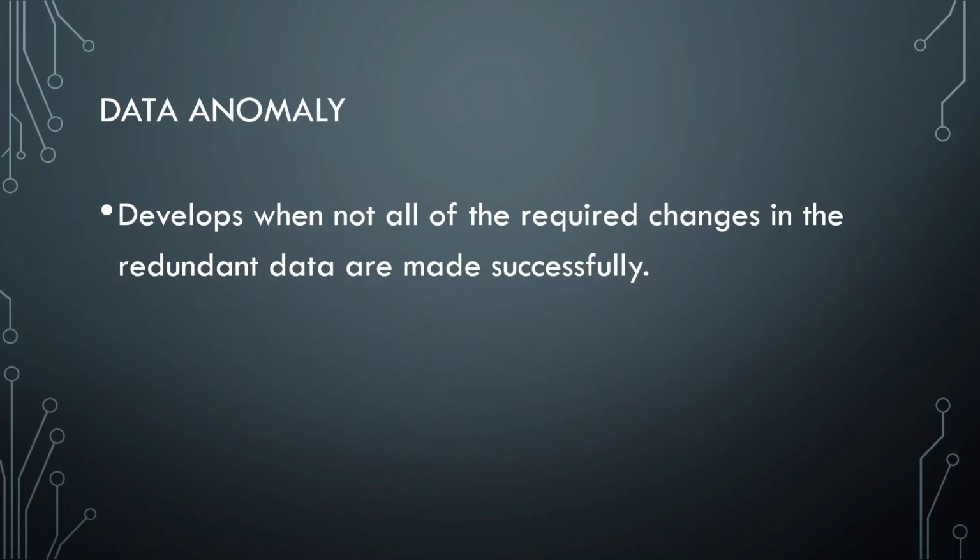Changes in the redundant data are made successfully. So a data anomaly usually results if you're trying to change data that has already been made redundant, meaning data that has been repeated.